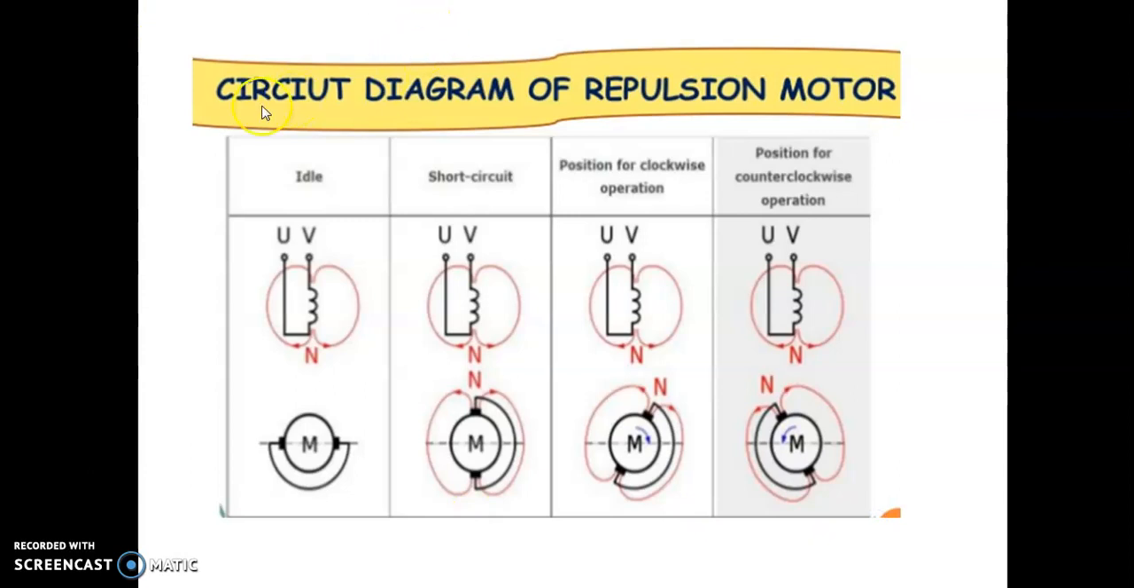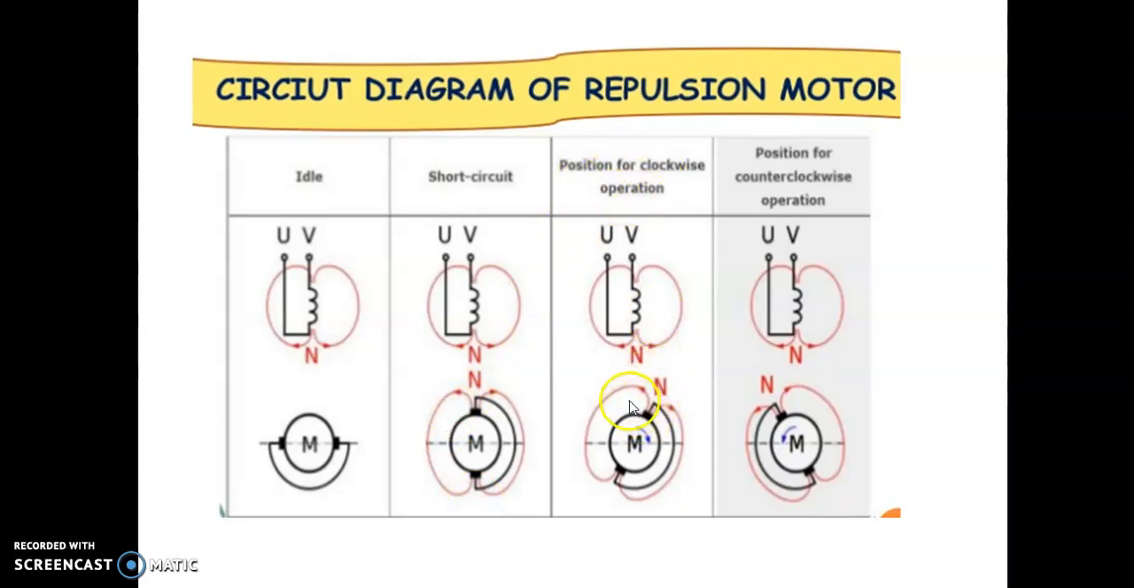Now let us discuss in detail the circuit diagram of the repulsion motor. For the ideal case, since the motor winding has a north pole at the top and a south pole at the bottom, we will have the circulation of currents like this. For the short circuited case, the brushes are short circuited. The A and AA brushes of the motor are short circuited, so we will have a north pole at the top and a south pole at the bottom, and the position for clockwise operation.